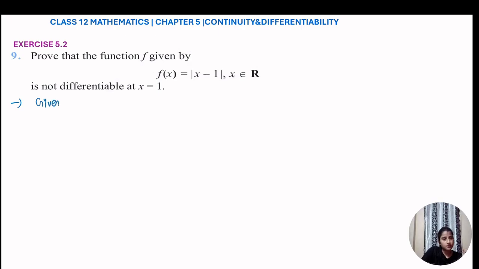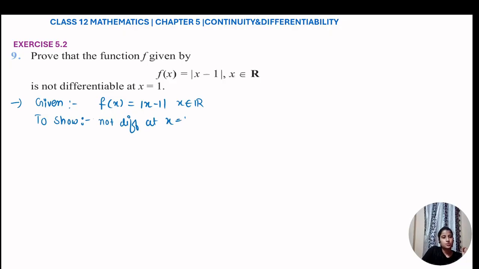In the given condition, we are given our function f of x, which is defined as mod of x minus 1, where x belongs to real numbers. Now we have to prove that our function f is not differentiable at x equals 1. So now let's proceed. As you know, we only have to check the differentiability of the function at x equals 1.